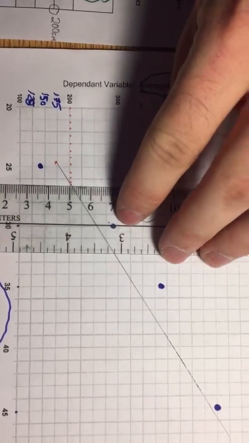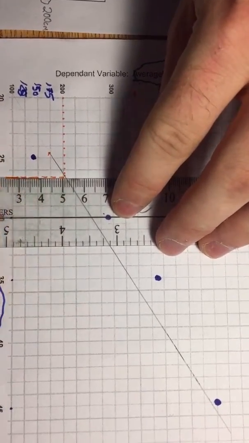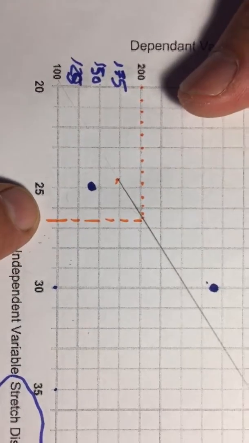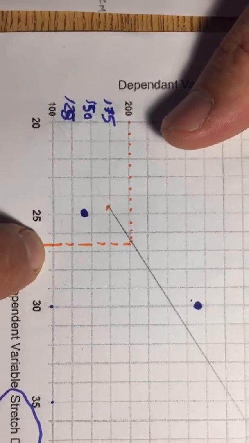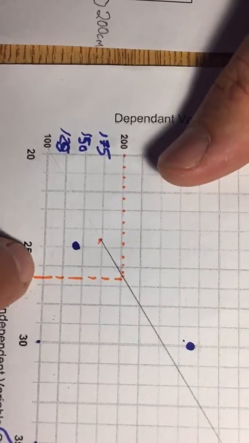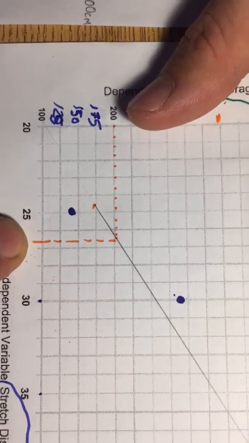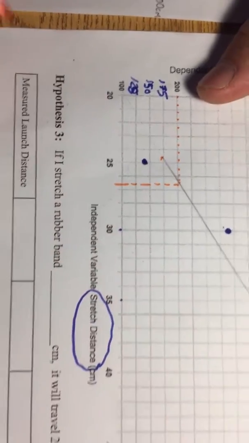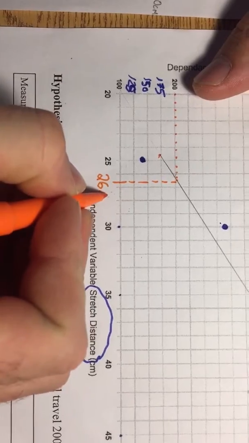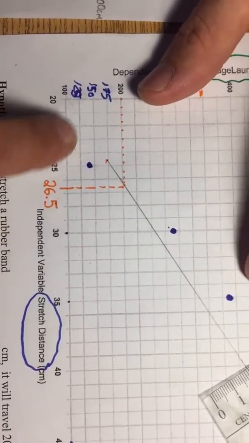So we're going to make a dotted line down to the pullback. And the pullback is somewhere between 25 and 26. So when you were shooting that, you would actually then only pull the rubber band back, or it's actually between 26 and 27. So maybe we can go ahead and put that prediction down there. What's the number we predict? So it's 26.5. And that's our pullback to get 200.